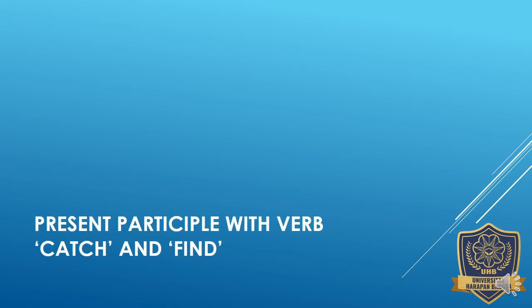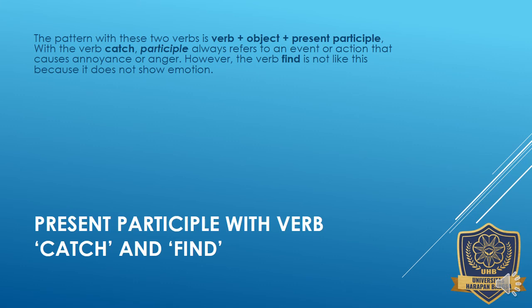Present participle with verbs catch and find. The pattern with these two verbs is verb plus object plus present participle. With the verb catch, participle always refers to an event or action that causes annoyance or anger. However, the verb find is not like this because it doesn't show emotion. For example, if I catch you stealing my apples again, there will be trouble.